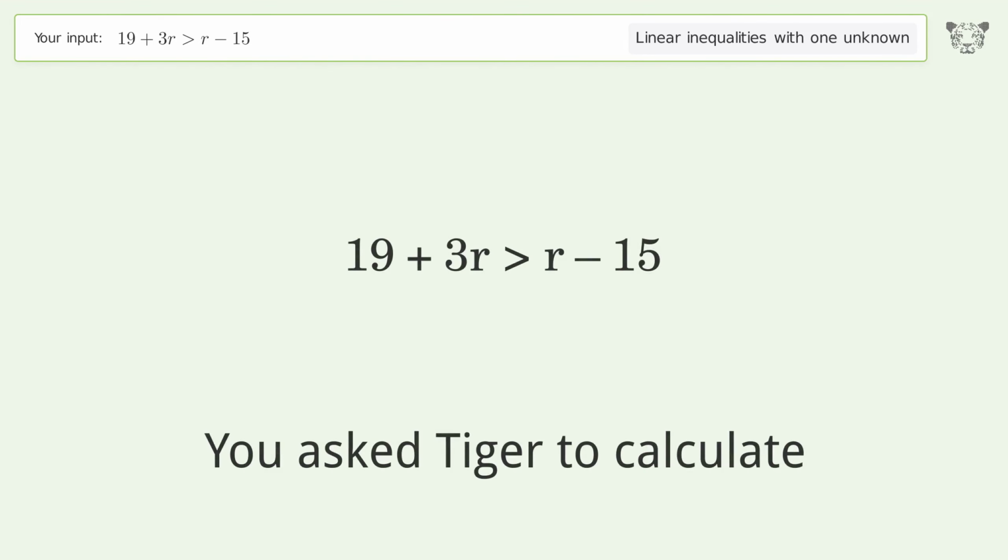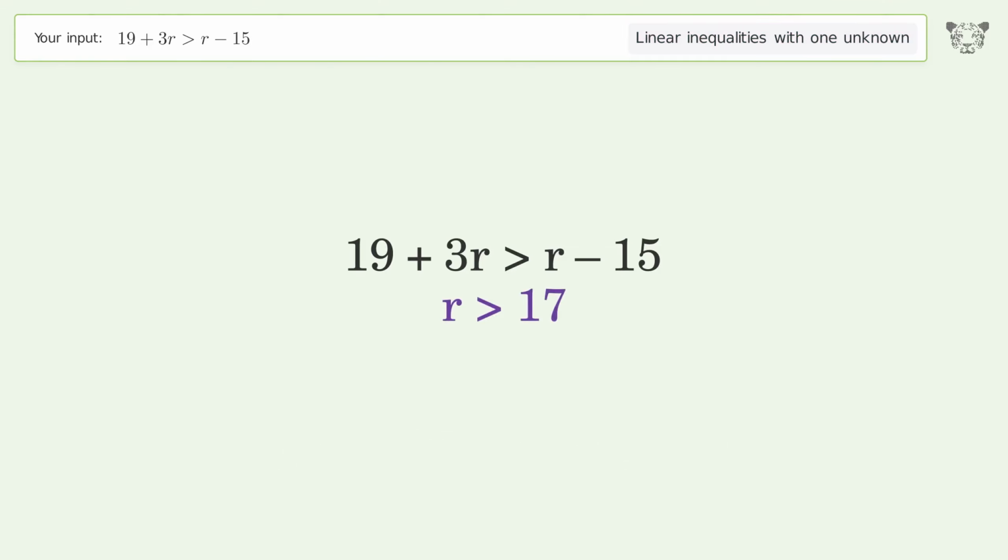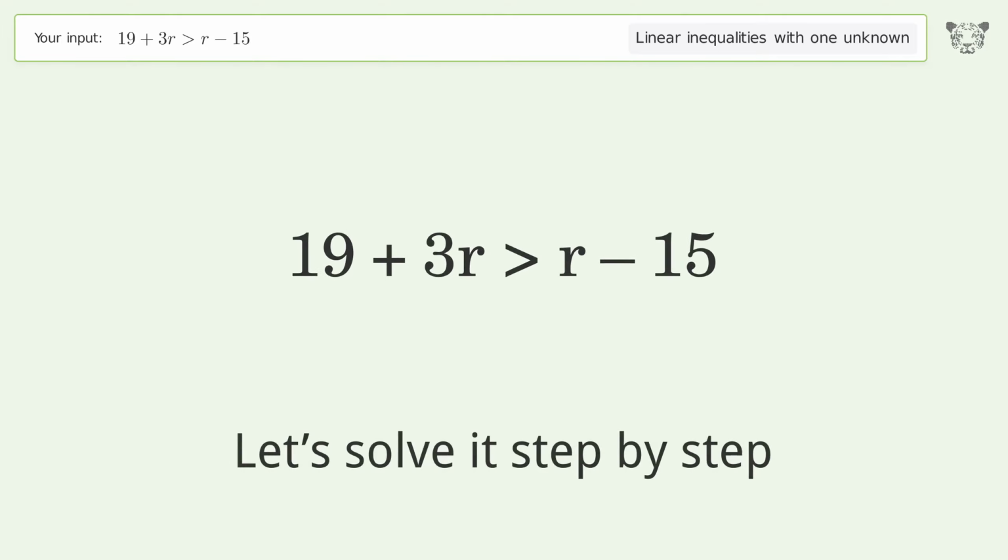You ask Tiger to calculate. This deals with linear inequalities with one unknown. The final result is r greater than -17. Let's solve it step by step.